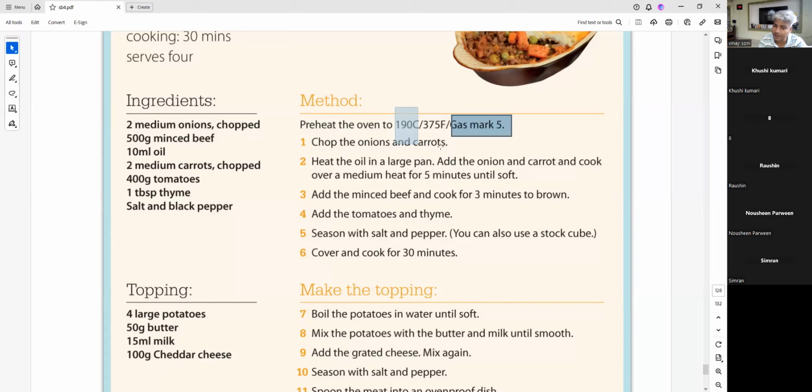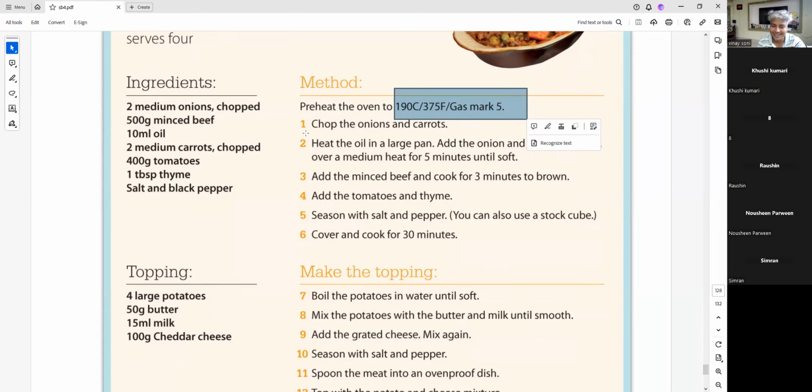These are for those people who do the cooking. Those who don't know the cooking, for them, just learn English, okay? Don't worry about what is 375 degrees Fahrenheit, what is gas mark 5. Don't bother me. I'm not your master chef that I will give you cooking lessons. I'll teach you English only. But if you know cooking, fine.